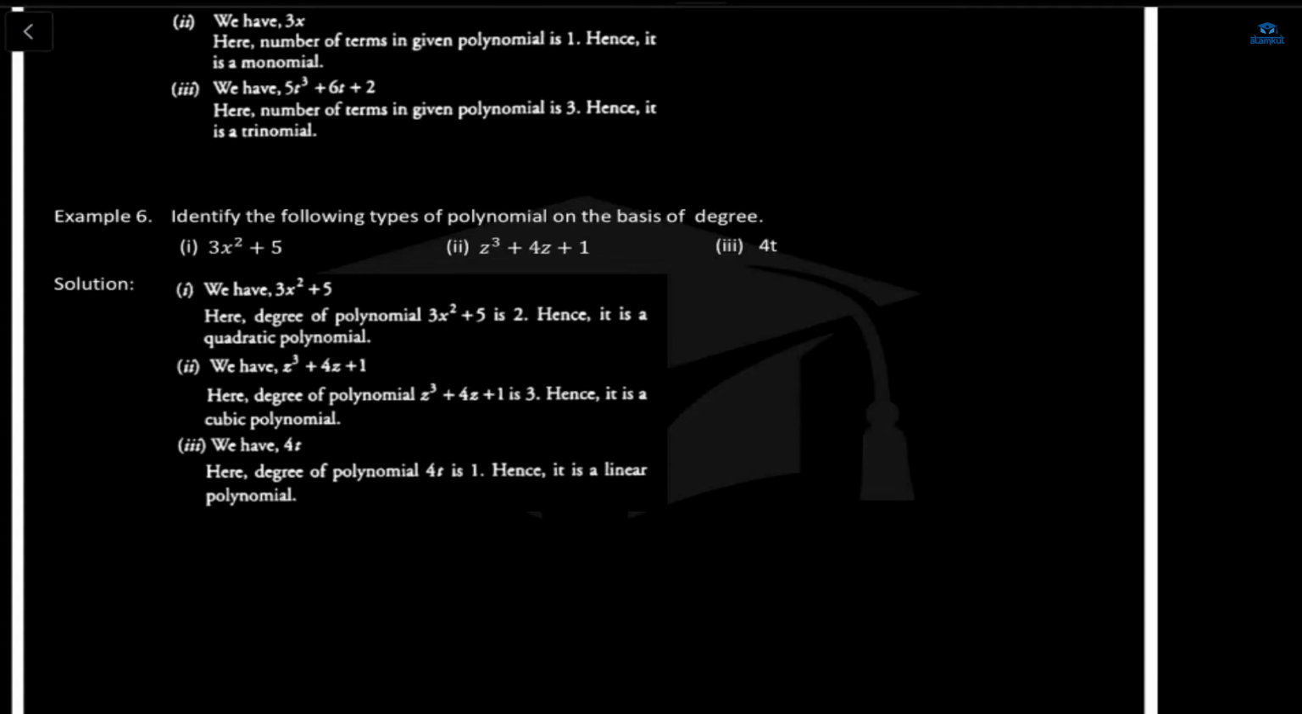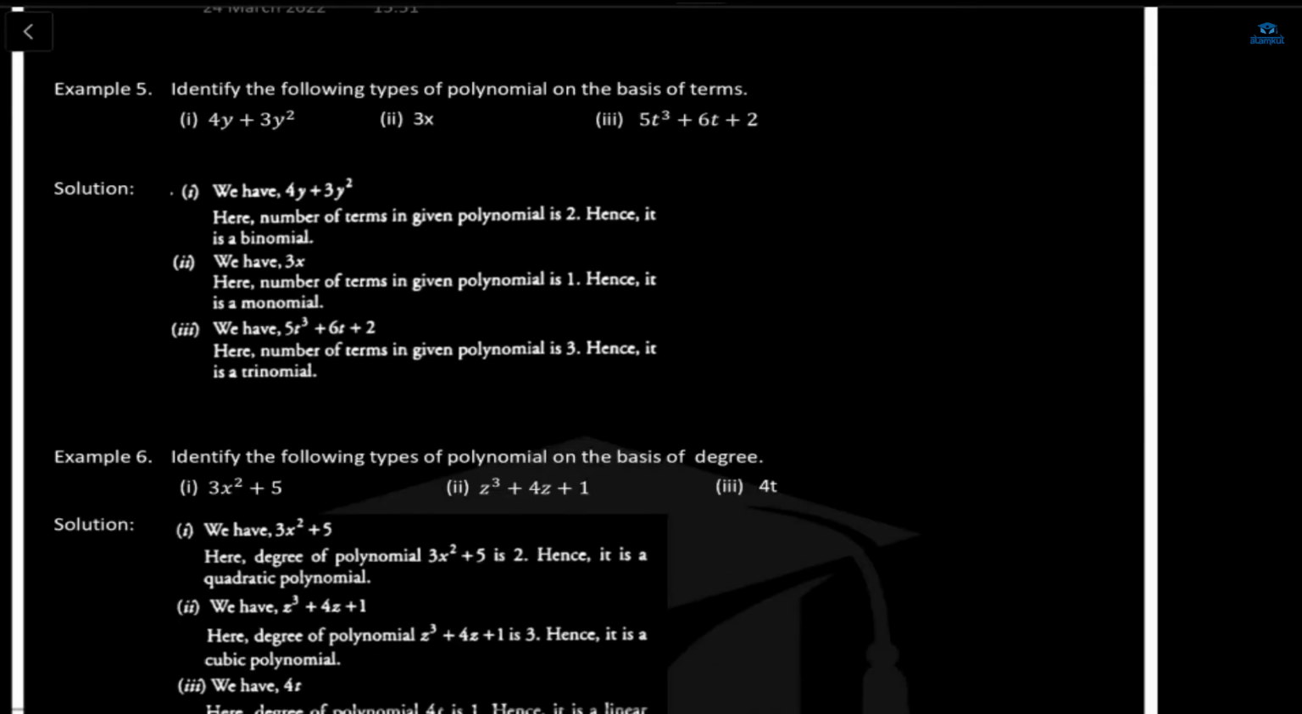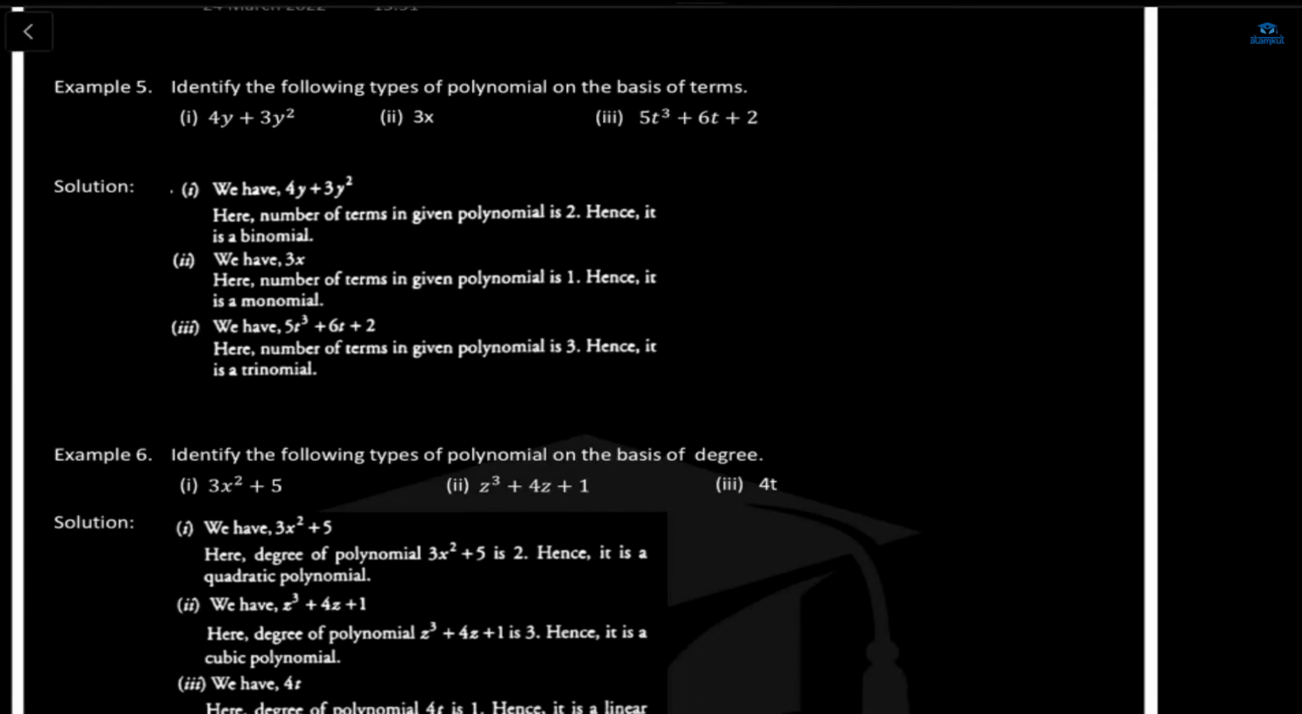Arham, tell. For the second one, right? No, that's for the third one. 4t. Okay, 4t. So it's a monomial, and since it's only to the power of 1, it is a linear polynomial. Degree will be 1. Very nice. Okay, so everybody, I think you all don't have any doubt in these basic things: what is the degree of the polynomial and how many terms are there.